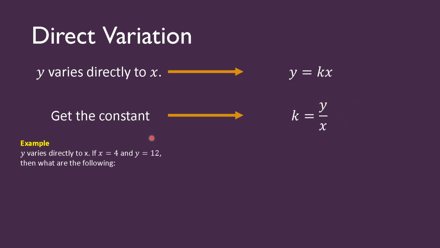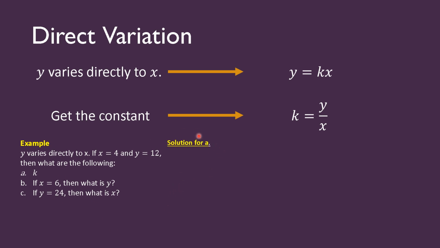So let's have some problem. y varies directly to x. If x is equal to 4 and y is equal to 12, then what are the following? First one, we want to find k, which is a constant. Then if x is equal to 6, then what is y? If y is equal to 24, then what is x?